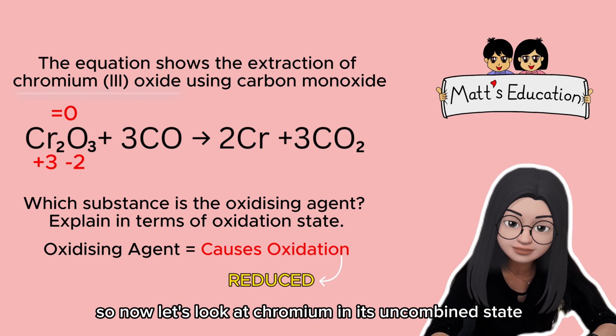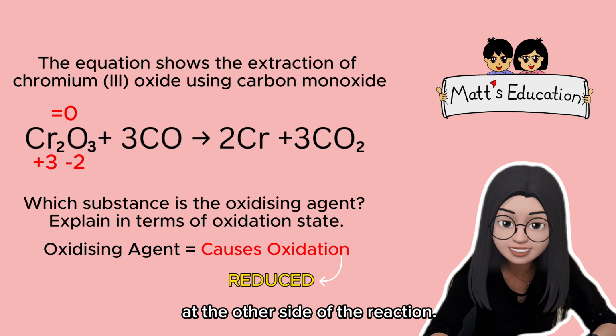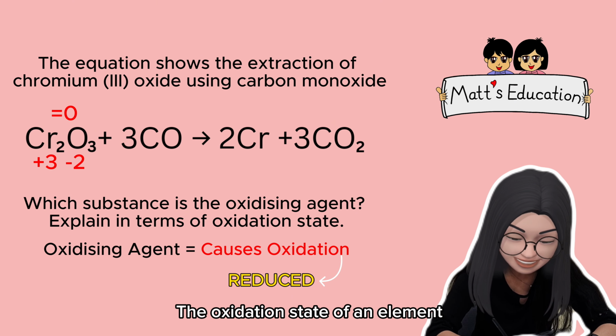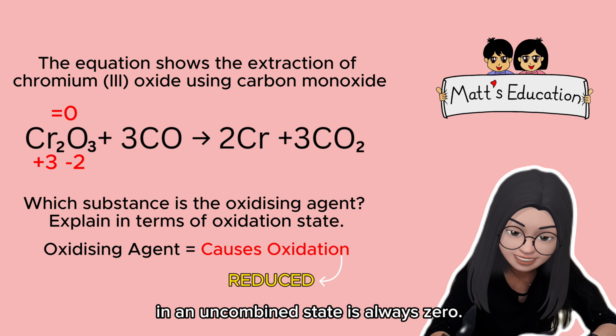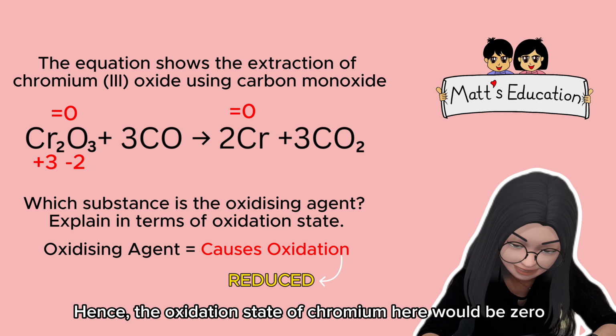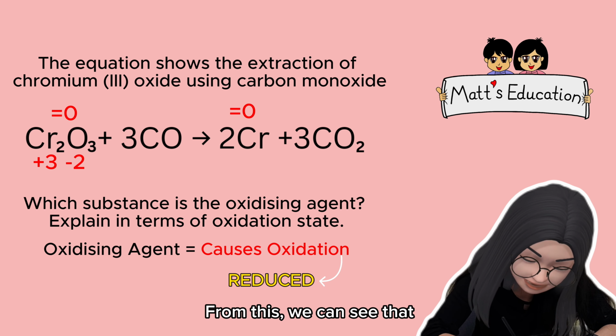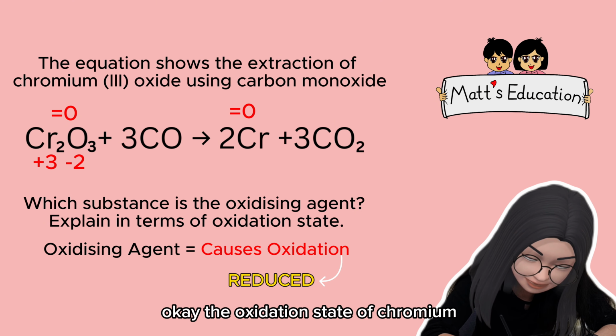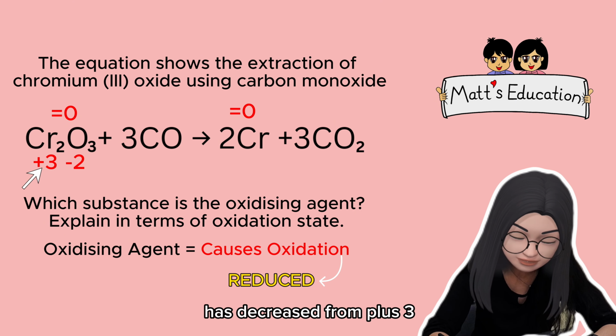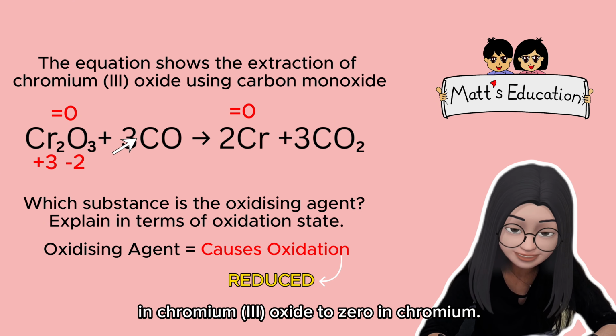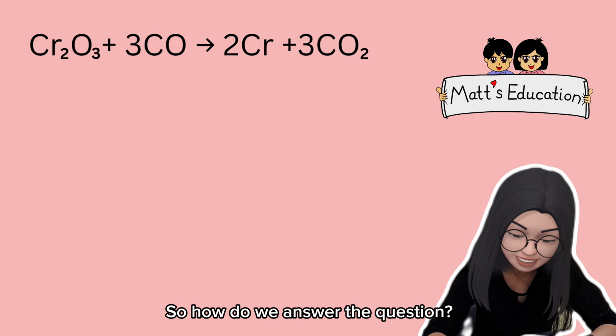Now let's look at chromium in its uncombined state at the other side of the reaction. The oxidation state of an element in an uncombined state is always 0. Hence, the oxidation state of chromium here would be 0. From this, we can see that the oxidation state of chromium has decreased from plus 3 in chromium 3 oxide to 0 in chromium. So how do we answer the question?